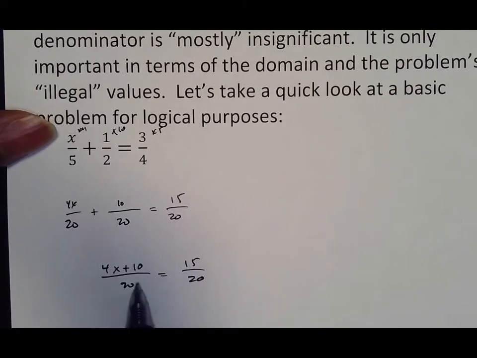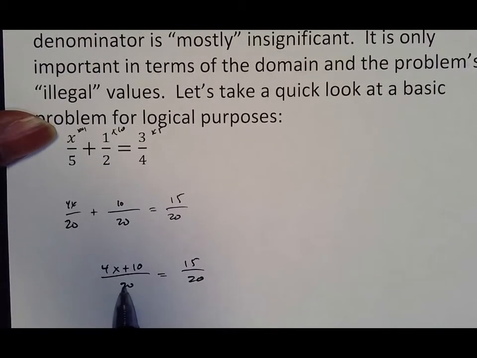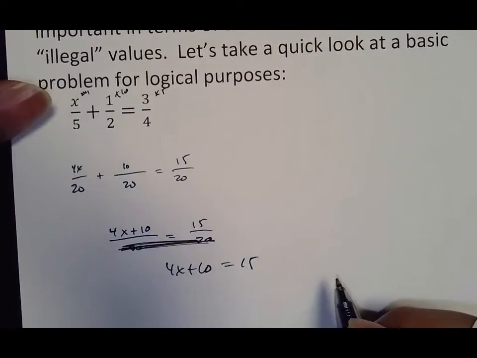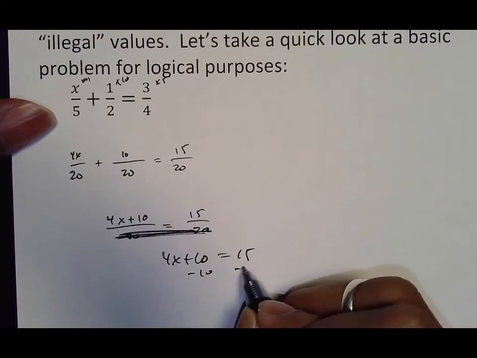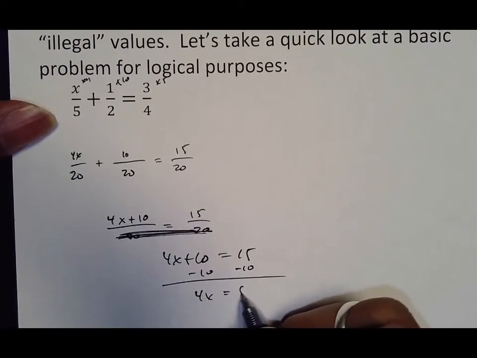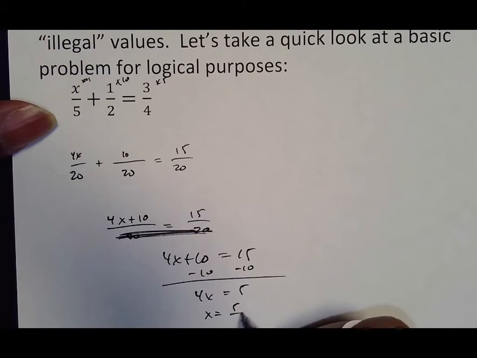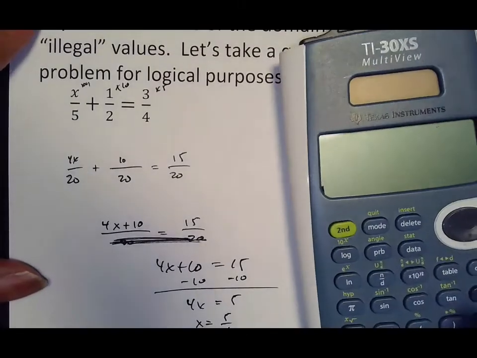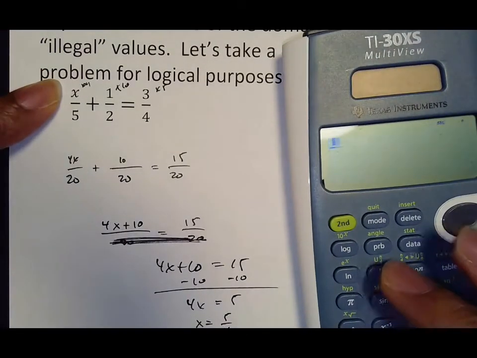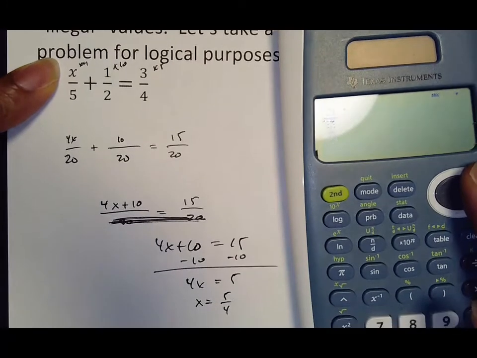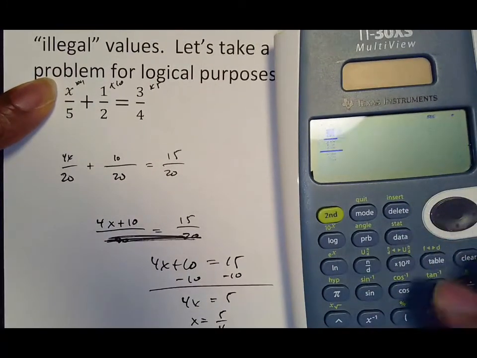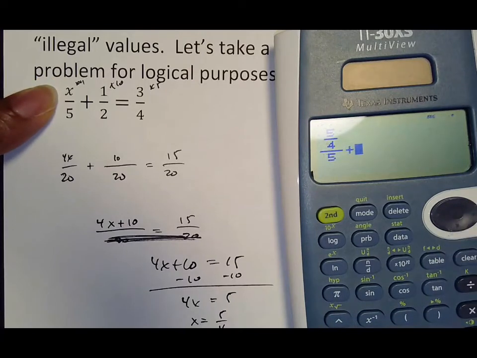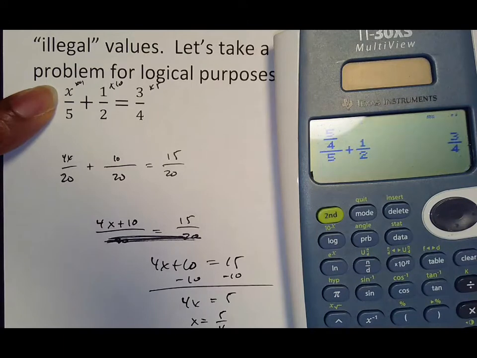Does the bottom really matter in the end? Because if 20 is here and 20 is there, all that matters is that 4x plus 10 equals 15, which means in the end I just have to use solving for a basic equation. The question is figuring out what makes that equation what it's supposed to be. I should be able to type this into my calculator to see, because I like this calculator for that reason. X is 5/4, so fraction 5 over 4, just to see if I got it right, plus 1/2 equals 3/4.